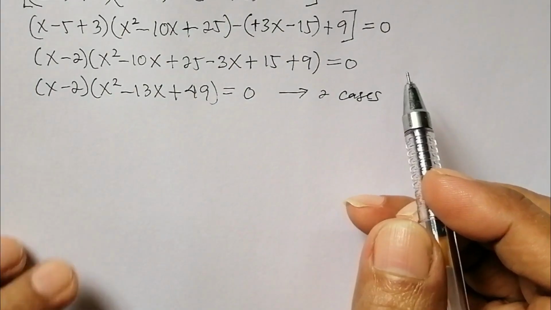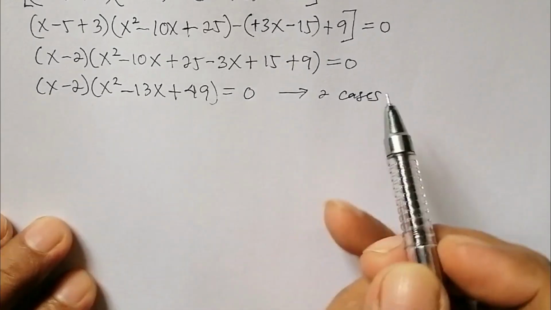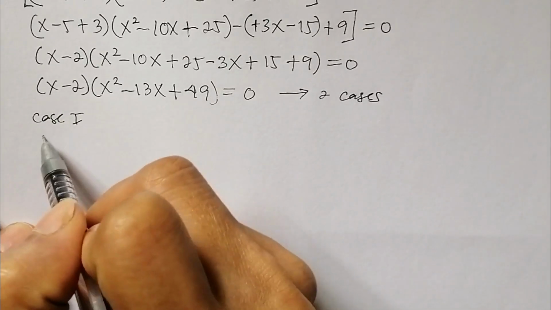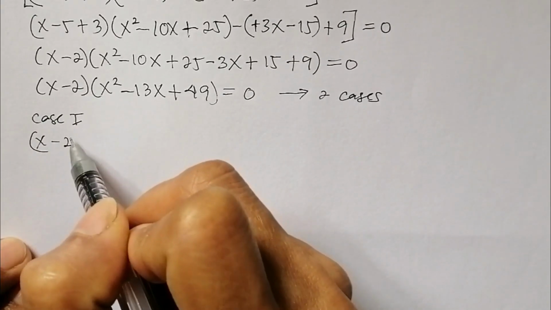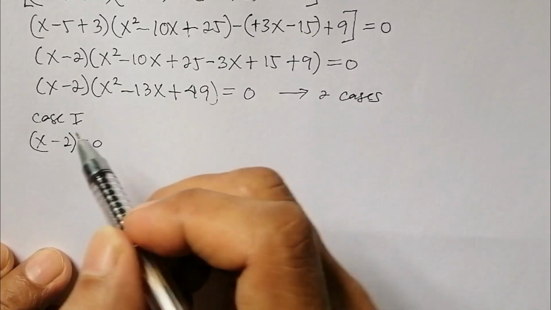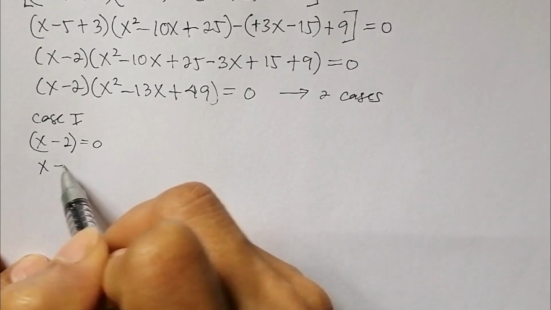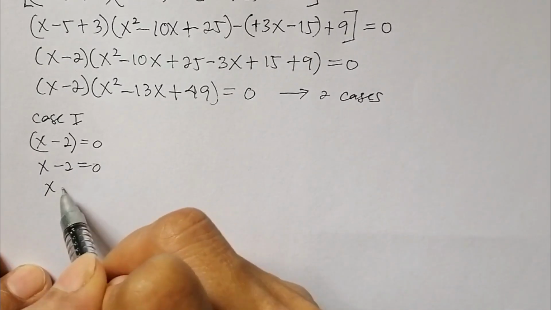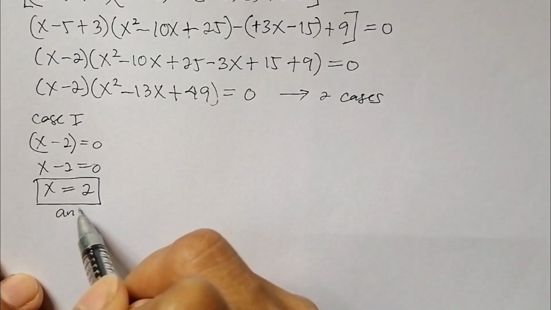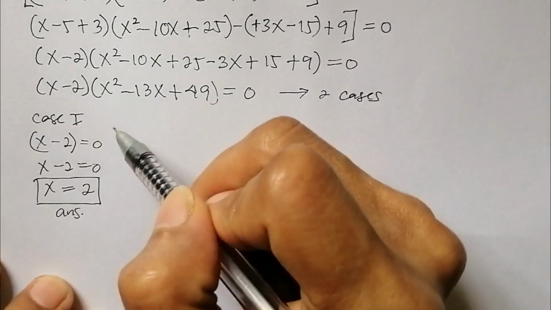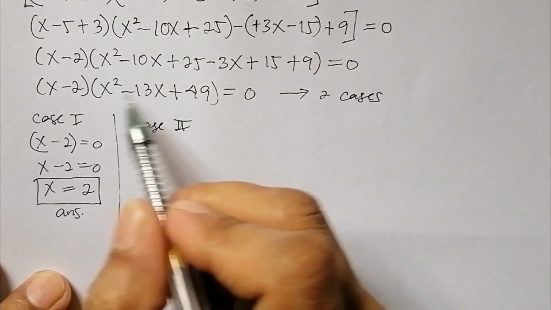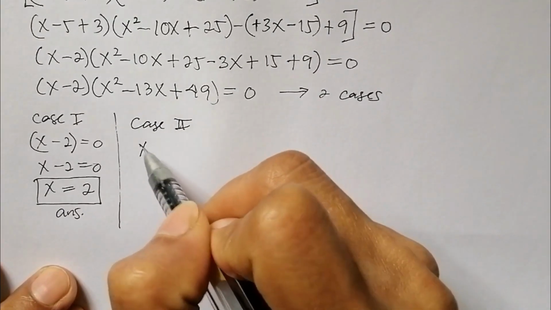Now we have two cases. Case 1 is x minus 2 is equal to 0. And case 2 is x squared minus 13x plus 49 is equal to 0.